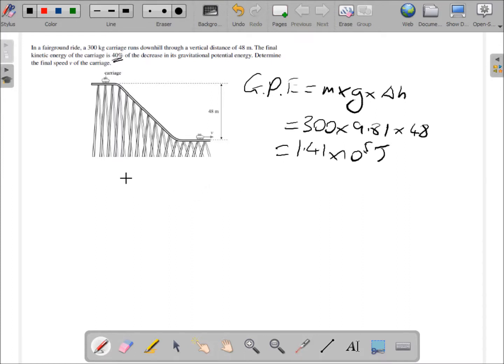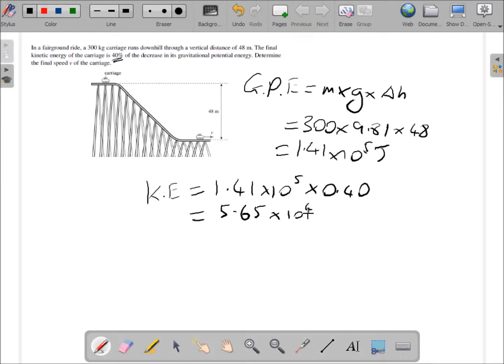And so if we've got 40% of that at the end as kinetic energy, then our kinetic energy is going to be 40% of it. So to get 40% of that number, we simply need to times it by 0.4, which will give us a final kinetic energy of 5.65 times 10 to the power of 4 joules.